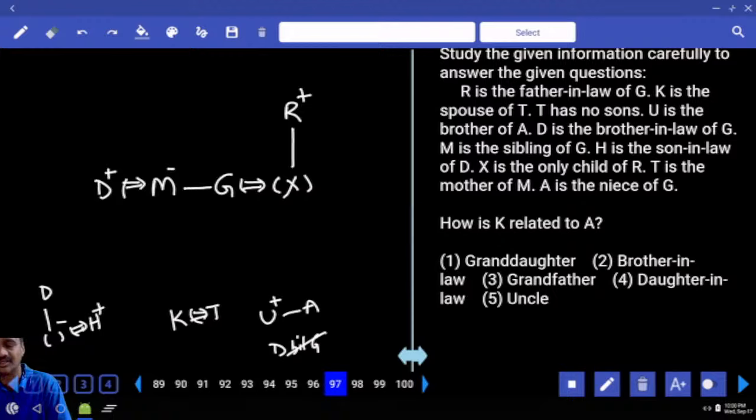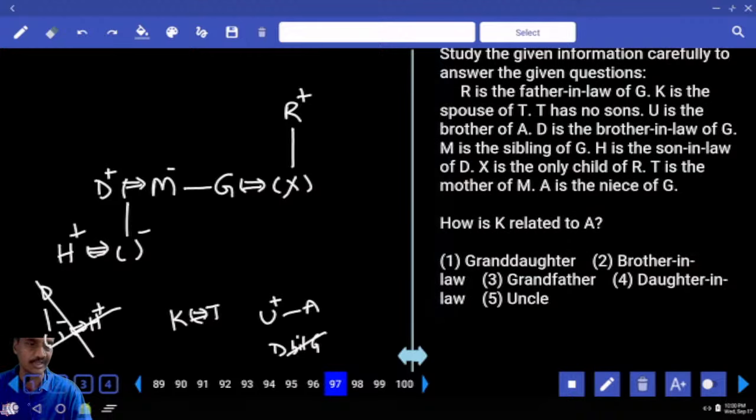And whatever this D, D is having a daughter, and daughter is having a husband. Who is that husband? H. H is the information. K and T are left over. U and A are left over. Then X is the only child. T is the mother of M. Who is the mother of M? T is the mother of M.